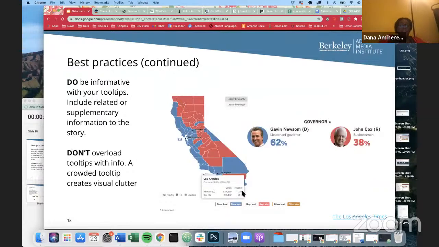So you've got a lot of information in this one little box, and it's all associated with that one geography, that one county. So it's not just a matter of looking at the map and seeing, okay, there's more red on it than blue, but it's more populated blue places. When you click into it, you get way more context, which is a really great thing.